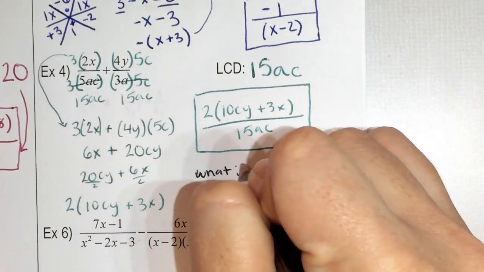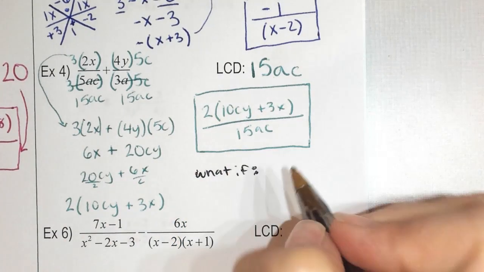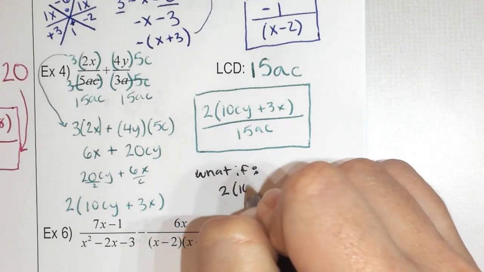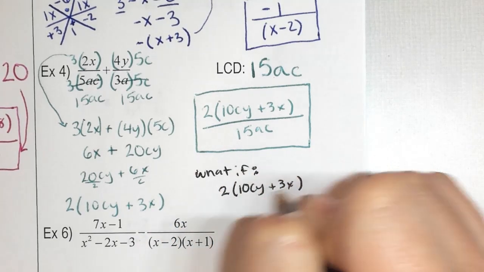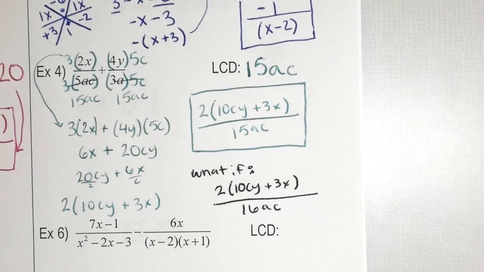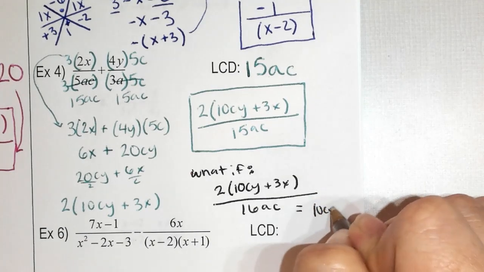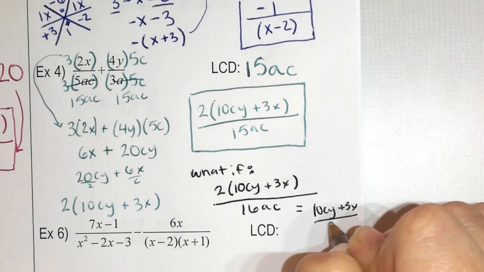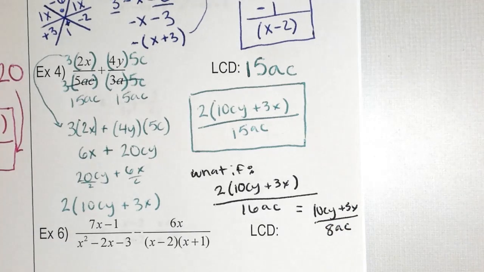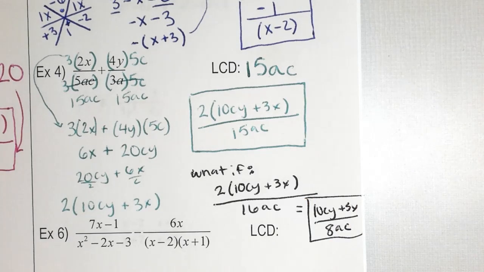What if I'm doing it in a different color because I don't want you to think it's the same problem. I'm changing it, making up my own numbers, yes? So what if I had 2 parentheses 10cy plus 3x over 16ac? Does that simplify? Does 2 over 16 simplify? So would I have to simplify it for my answer? Yes. So what this would become is 10cy plus 3x over 8ac. Does that make sense? So just know that if it simplifies, you do have to simplify it. Okay? Cool.